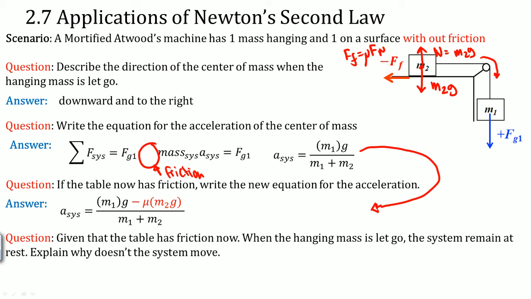The last question. Given that the table has friction now, when the hanging mass is let go, the system remains at rest. Explain why the system doesn't move. The system won't move if friction is greater.